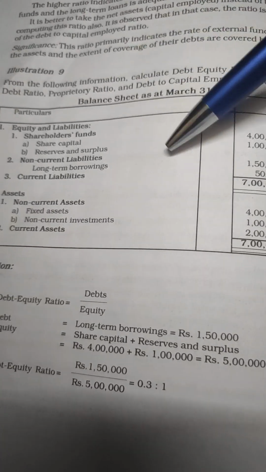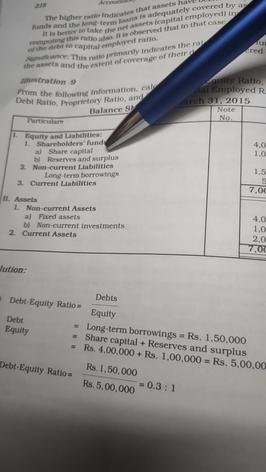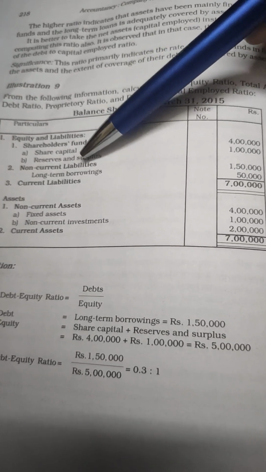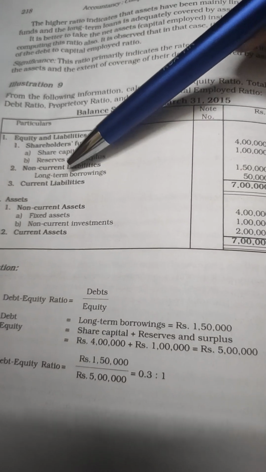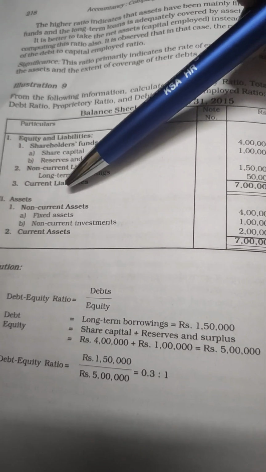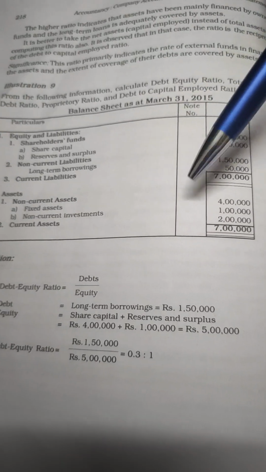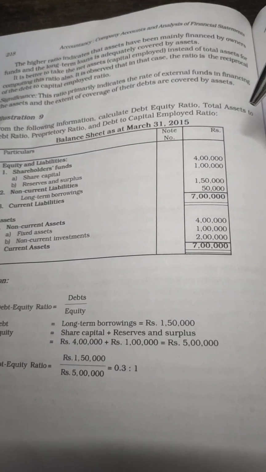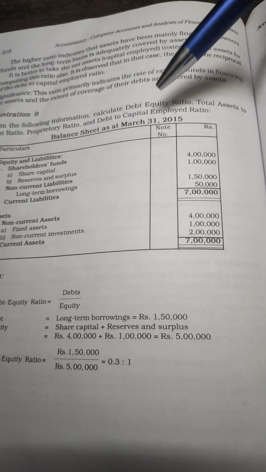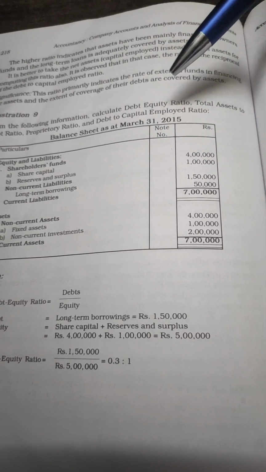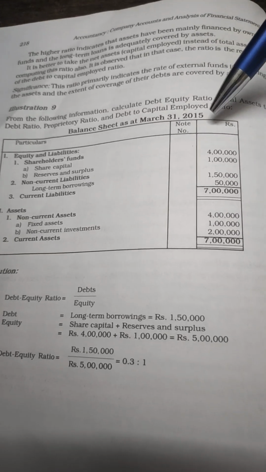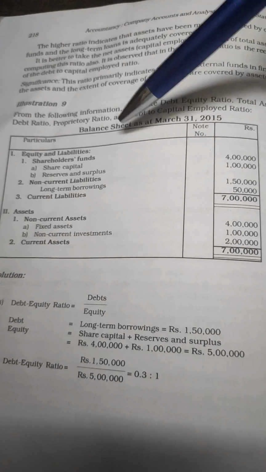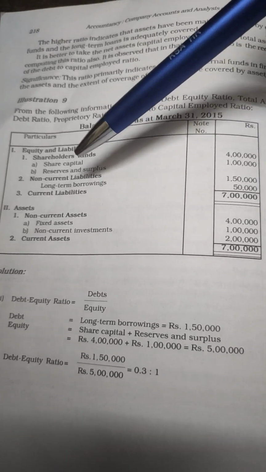We have been given one balance sheet, with shareholders funds given as share capital, reserves and surplus; non-current liabilities, long-term borrowings; current liabilities; non-current assets; and current assets. First of all, we can calculate the debt equity ratio. The equation for this is debt divided by equity. Debt consists of all the long-term loans of the business, long-term liabilities of the business.